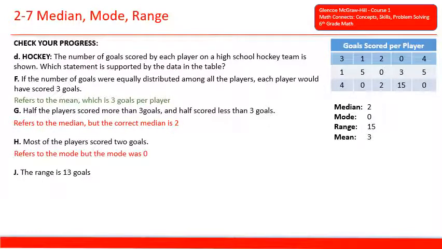And most of the players scored 2 goals. That refers to the mode, but the mode was 0. That's what we thought. There are, I think, 4 zeros. And then the range is 13, and that's incorrect. As I stated, the lowest number was 0 and the highest was 15, so that means the range is 15. So the correct answer is F.